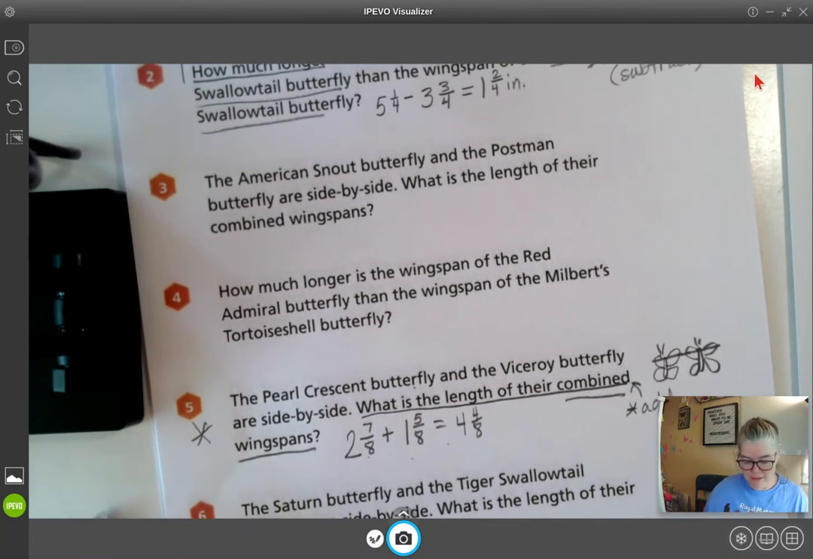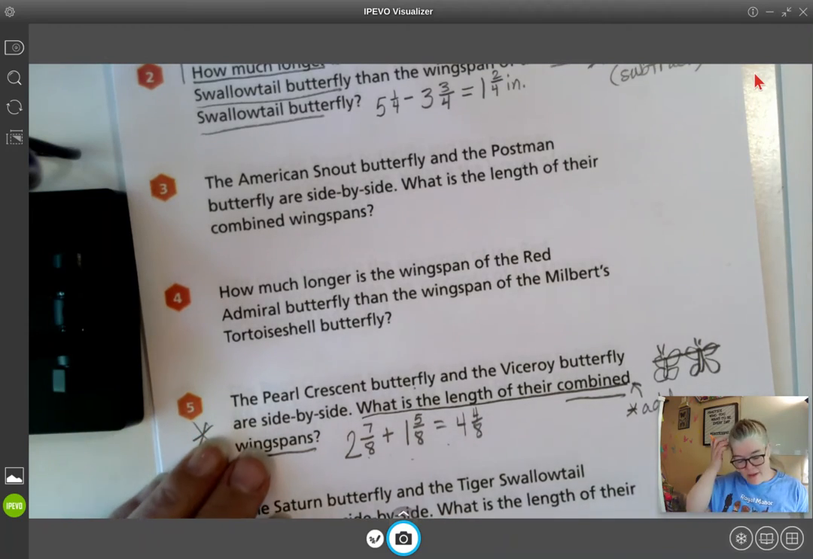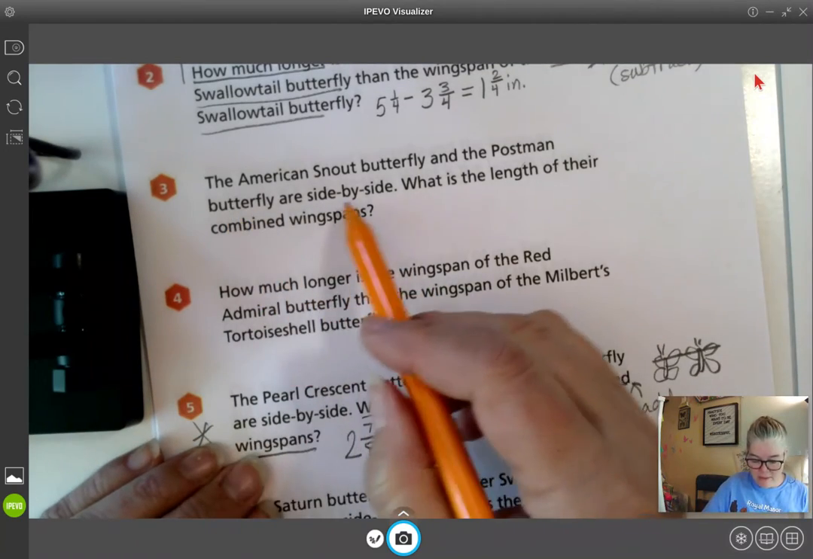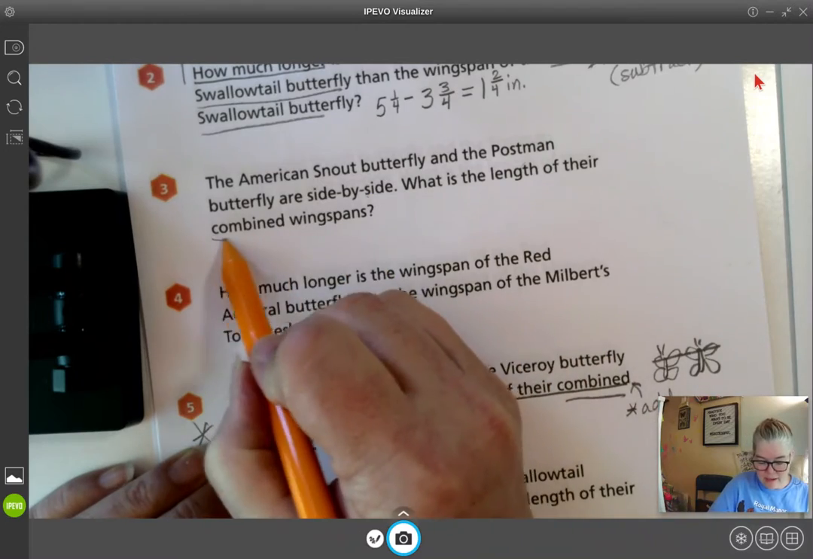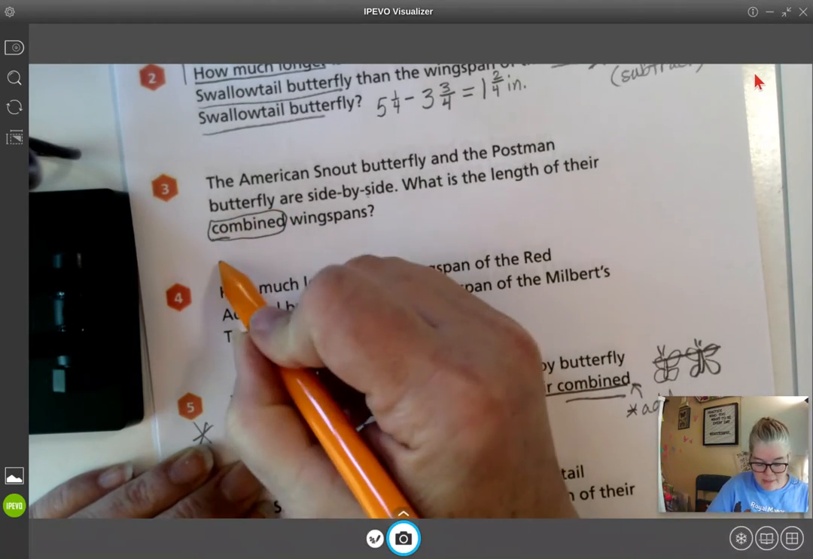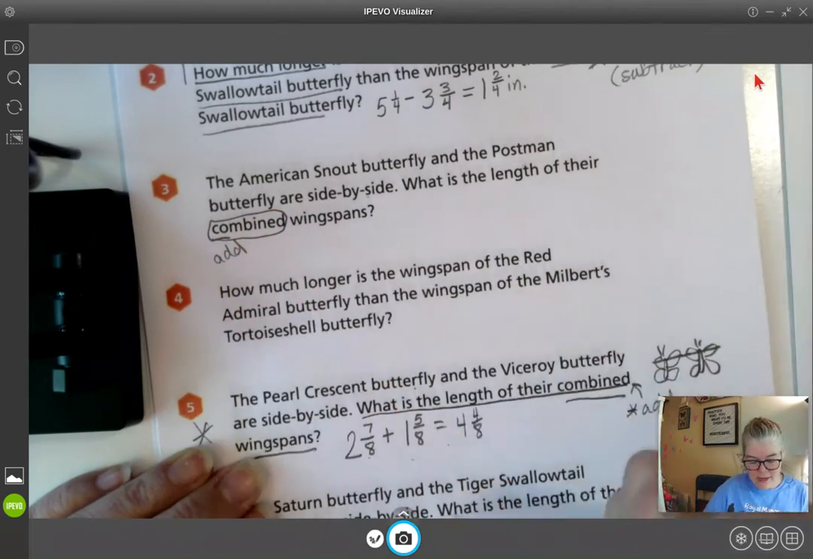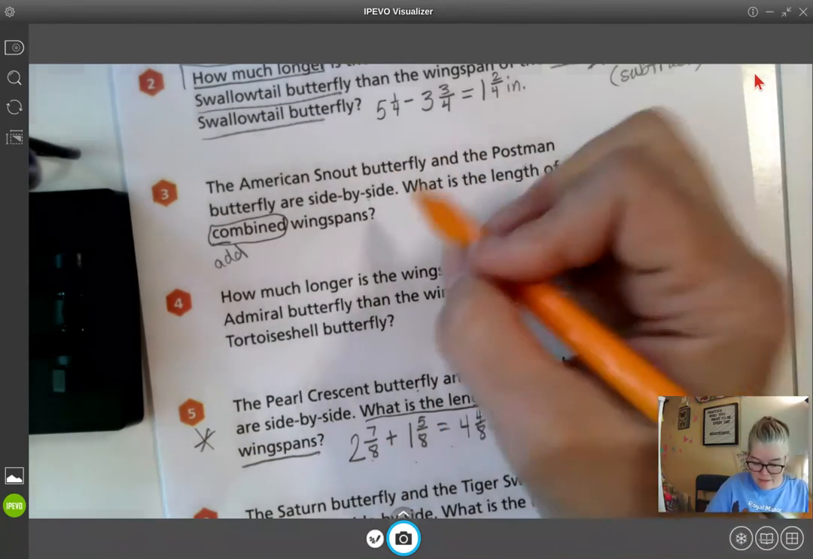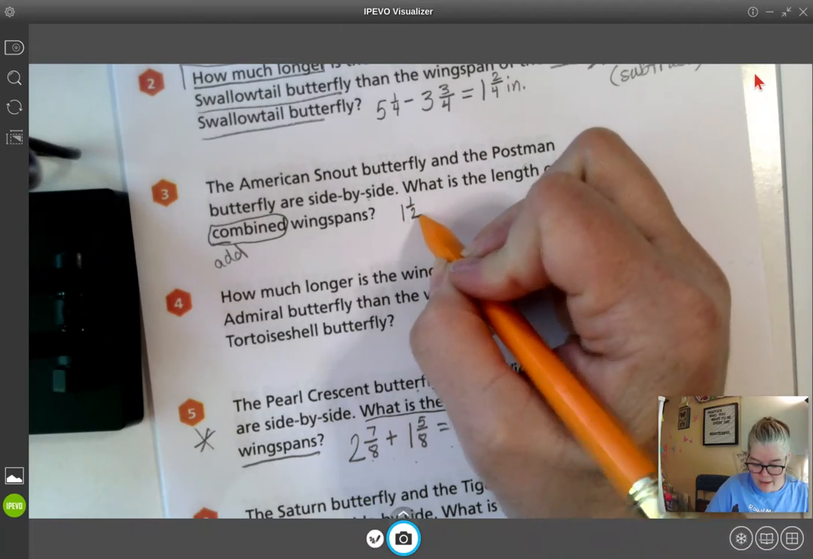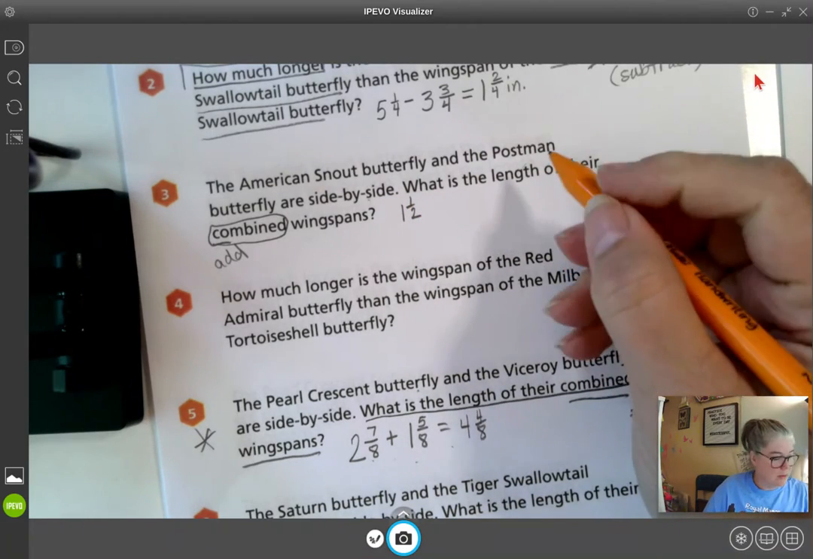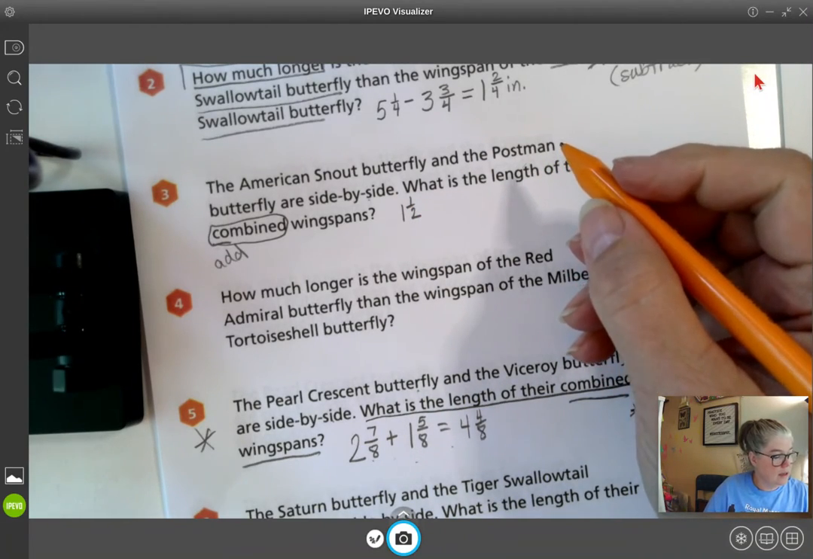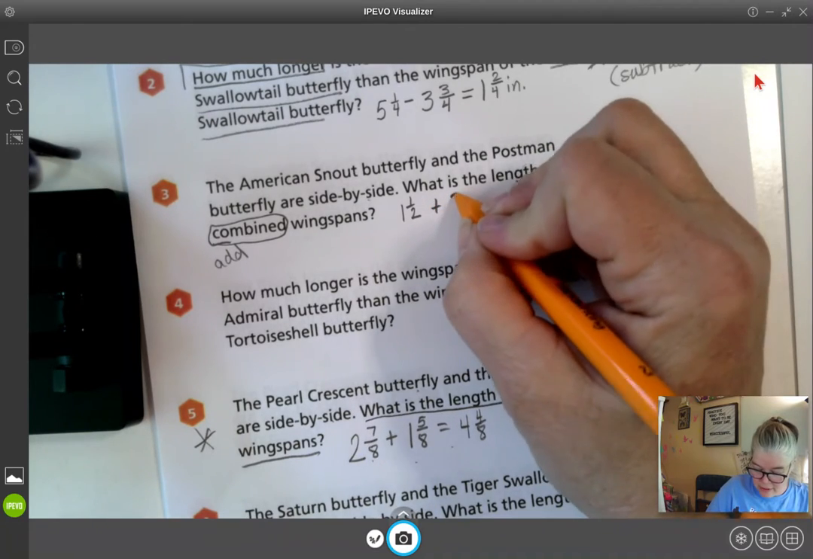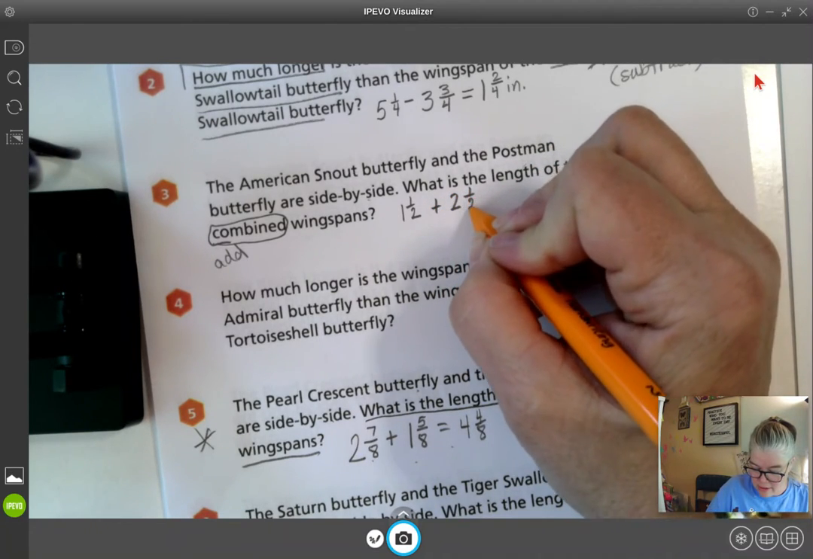Okay, now that you've paused the video and tried those on your own, let's go over what we need to do on these. So the American snout butterfly and the postman butterfly are side by side. What's the length of their combined wingspans? Since I see the word combined in there, I know I need to add. The American snout butterfly is 1 1/2. The postman butterfly is 2 1/2. So I know I need to add those together.